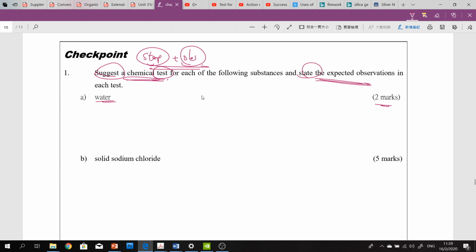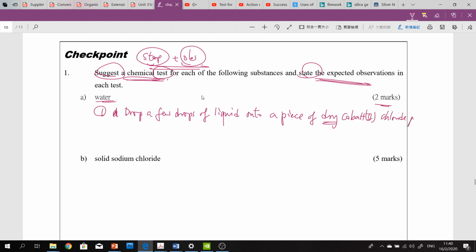How do you show the presence of water? First of all, step 1, what is that? Drop a few drops of liquid onto a piece of, now remember the word, dry cobalt(II) chloride paper. So each term is needed. You cannot skip any term.